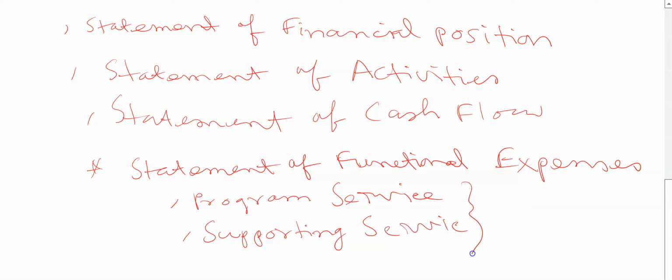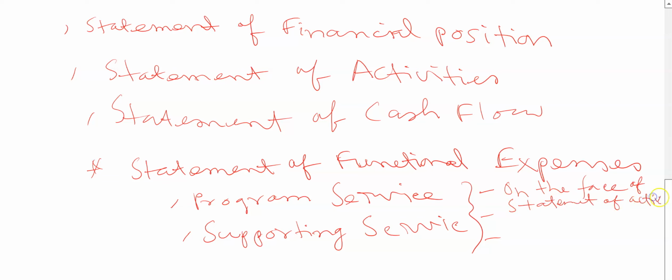Now, not-for-profit has three options to do it. Either they could prepare a separate financial statement, or they could put it on the face of the statement of activities, classifying those into columns, or they could put it in as a footnote. So there are three places they can provide this information. One is on the face of the statement of activities.